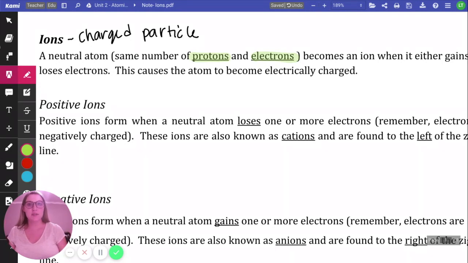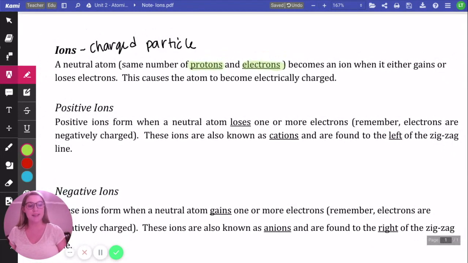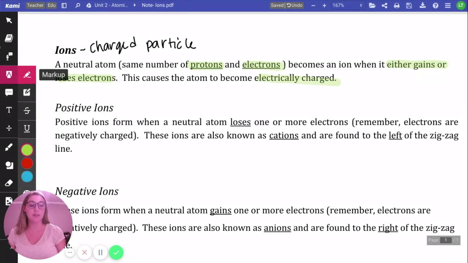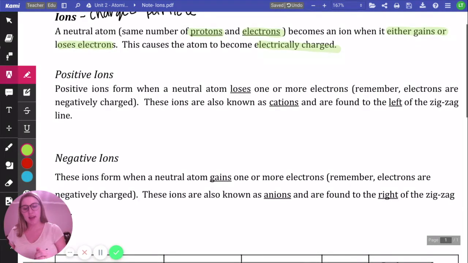Now, those neutral atoms can become ions by either gaining or losing electrons. The number of protons always stays the same. It's only electrons. By gaining or losing electrons, our atom becomes electrically charged. And we have two different types of ions that we can form. The first type is a positive ion.